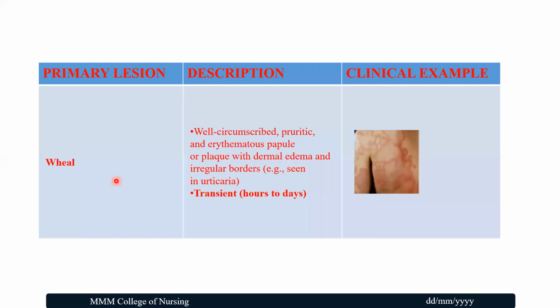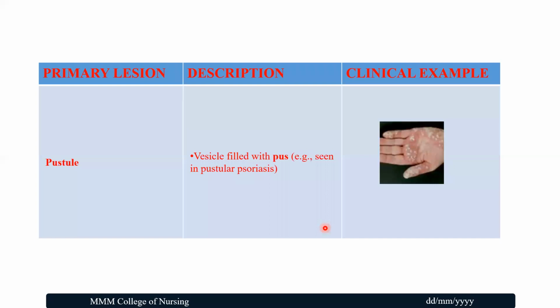Next primary lesion is wheal. Wheal is nothing but a well-circumscribed pruritic and erythematous papule or plaque with dermal edema and irregular borders. You could not see or find any borders here, without borders that spreads across the body. All throughout the day, hours to days, it's very transient and spreads very easily. So this is known as wheal. This is an example of urticaria.